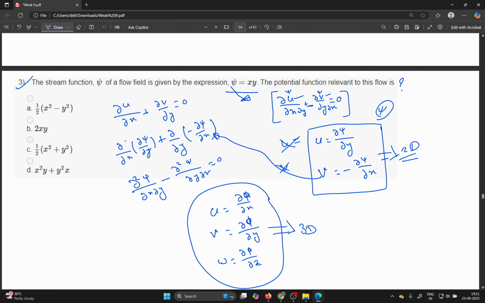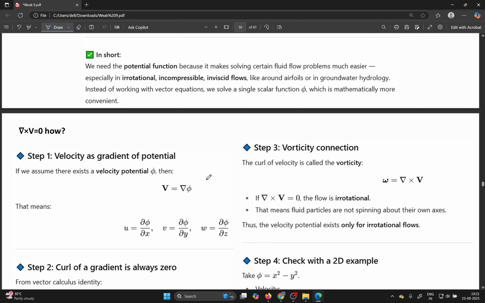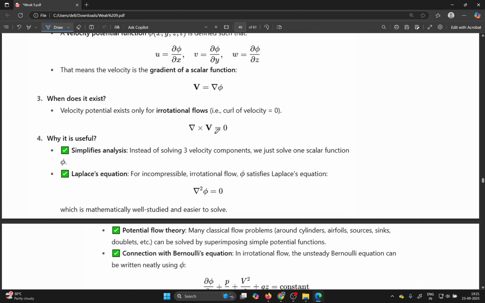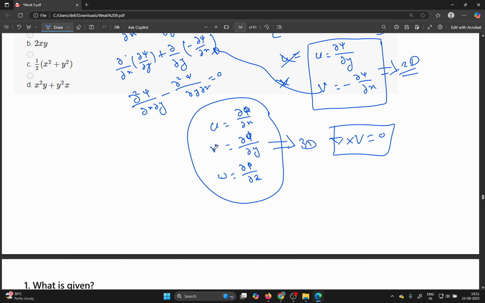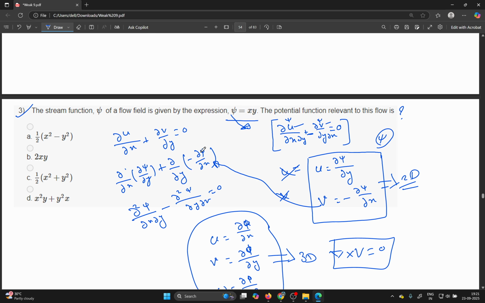And one thing more, this concept you can use only for irrotational flow. So remember, one thing is very important: curl should be 0. So these are all the things I have discussed here. You can go one by one, very conceptually. You will feel it very easy once you go through my slides one by one. Okay, so now let us discuss the questions.